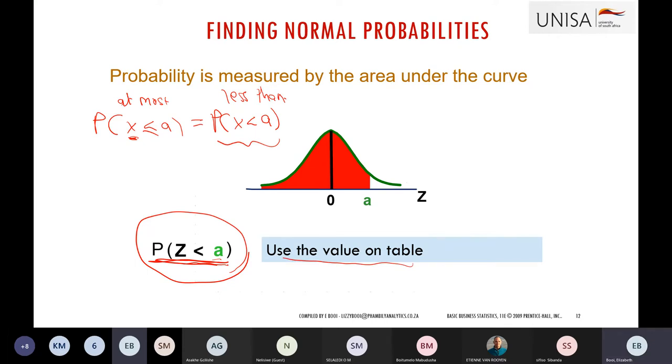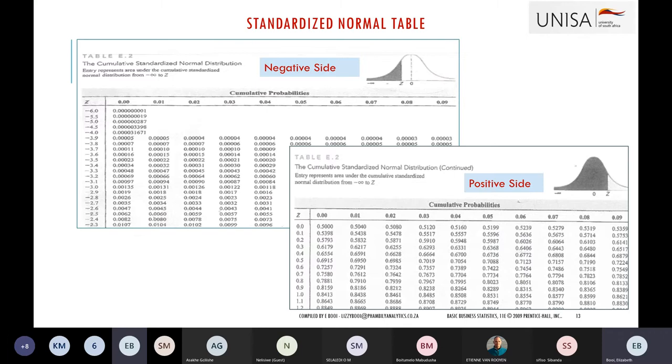So let's look at an example of the table. We're going to go to the actual table just now. I just wanted to indicate this. By looking at this, you can see it's on the negative side of things. From the negative side, it's the shaded area, the negative Z values, that has the probabilities inside. So all these values inside the table are your probabilities.